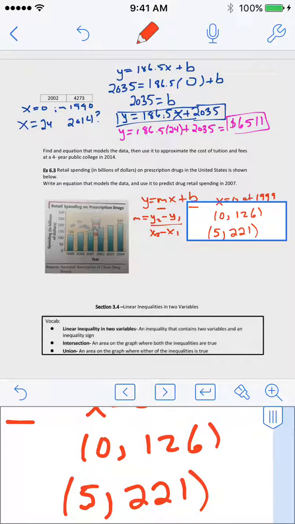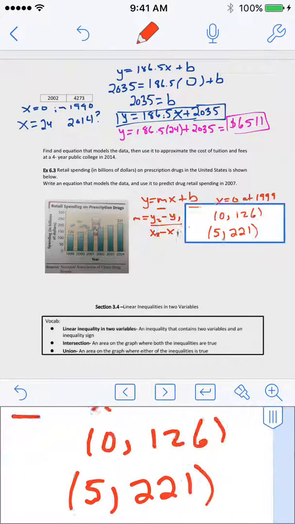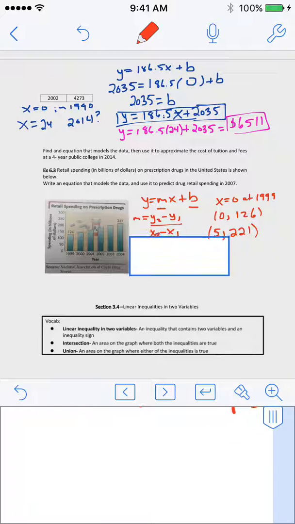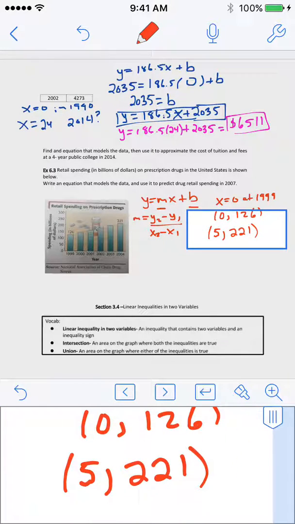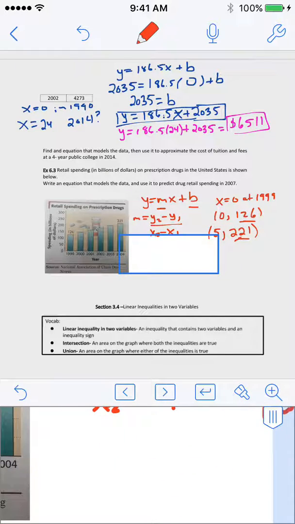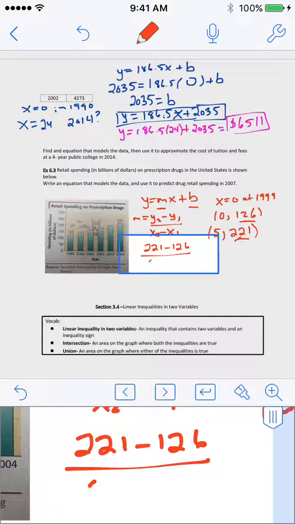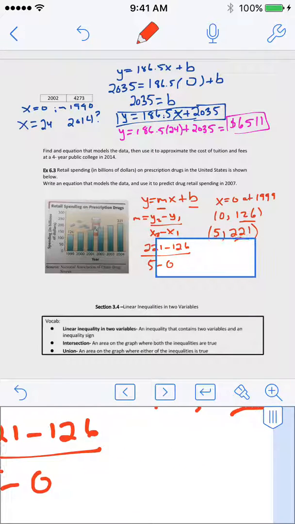You don't have to do that to find the slope, but you will eventually have to do that when solving for the y-intercept, if you need to solve for the y-intercept. All right, so let's plug that in. We've got y2 minus y1, so 221 minus 126 over 5 minus 0 is equal to 95 over 5, which is equal to 19.